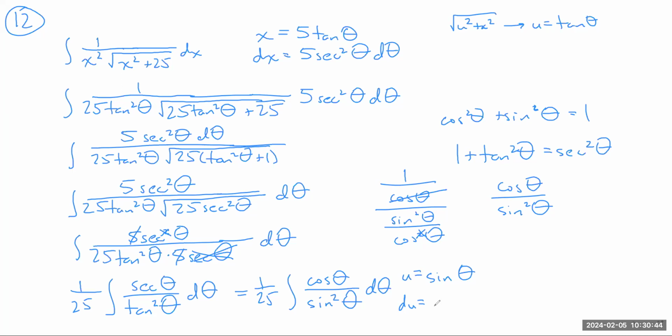It should just be cosine theta d theta, if we're just taking u as sine theta. So that u substitution, what does that allow our integral to be written as? So 1/25 times the integral of du over u squared. Is that an integral I can do? Okay. What is the integral of du over u squared?